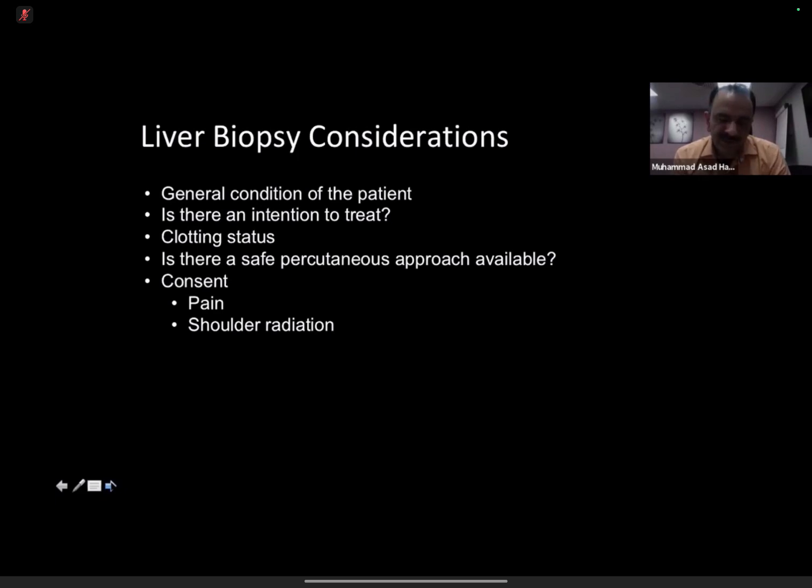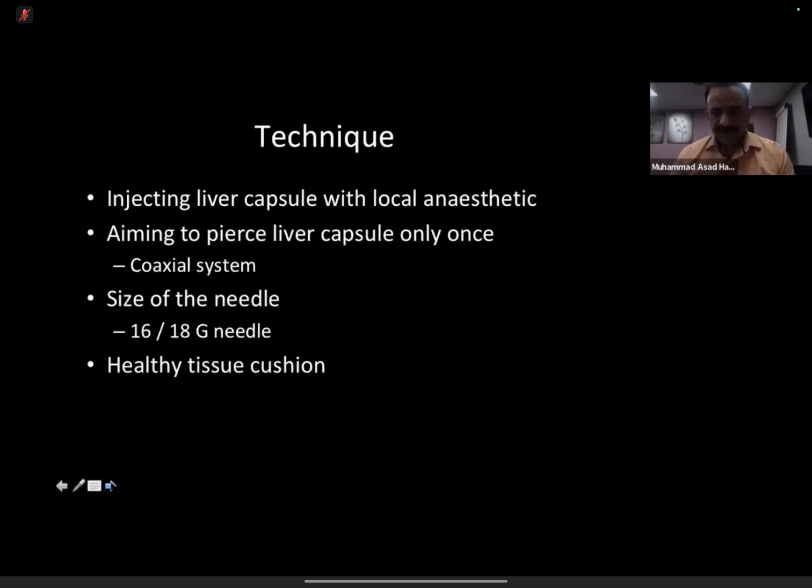That should be highlighted. Also, one needs to highlight in the consenting procedure that some pain is likely, especially pain radiating to the shoulder, because if patients are unaware of it, they can be caught off guard and complain afterwards. Clotting status we have already commented. The technique you already described. Coaxial technique is usually the method of choice. We can use a 16 or 18 gauge needle. It all depends on the local choice.